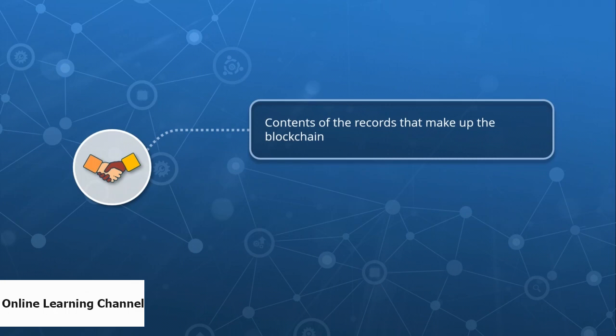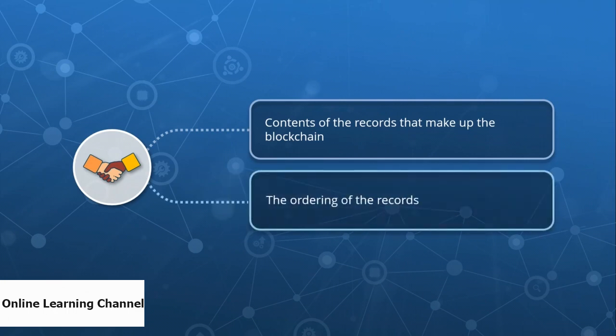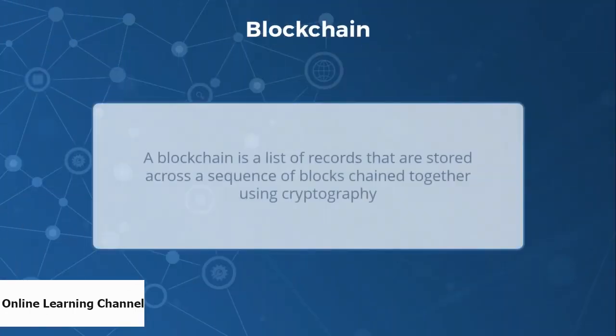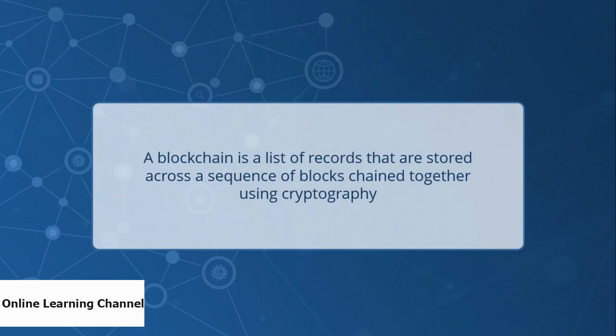So once you have a number of different records and the nodes are in agreement about their contents, they also need to agree on the overall ordering of those records. So it is these two criteria which essentially constitute the consensus to be reached in a blockchain network. And there are several different algorithms available in order for the nodes to reach such a consensus. And with that, you should now have a better understanding of this definition of what a blockchain is.